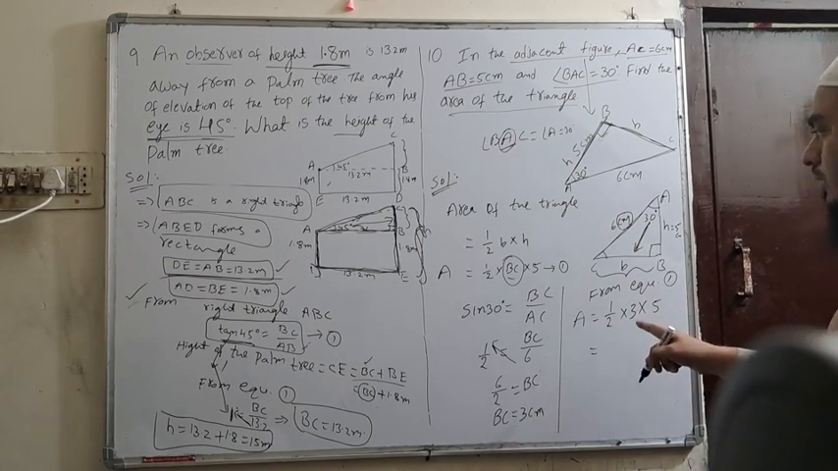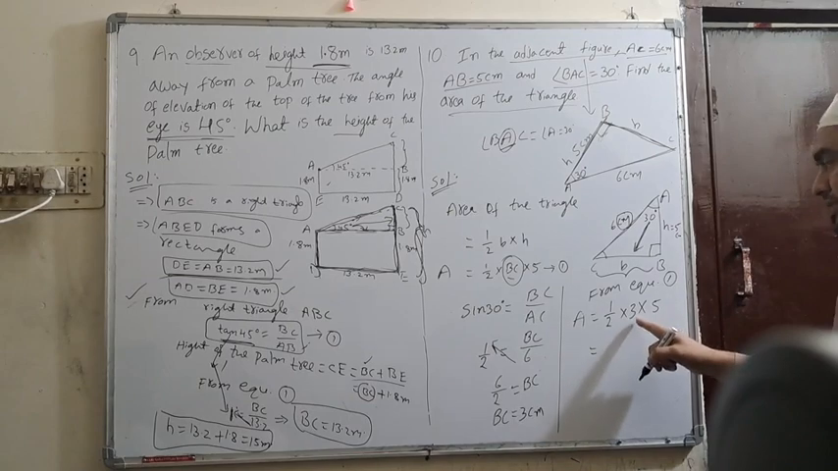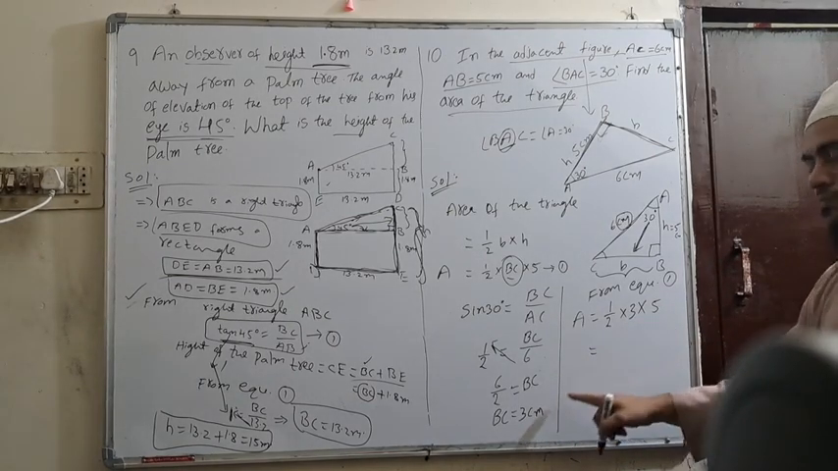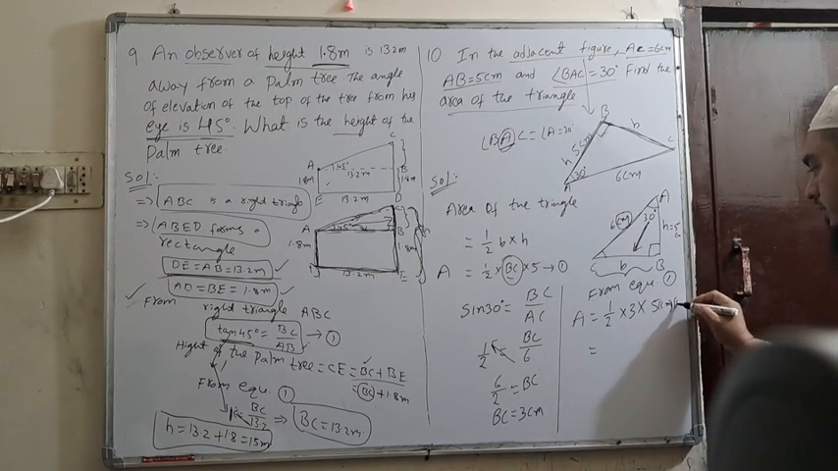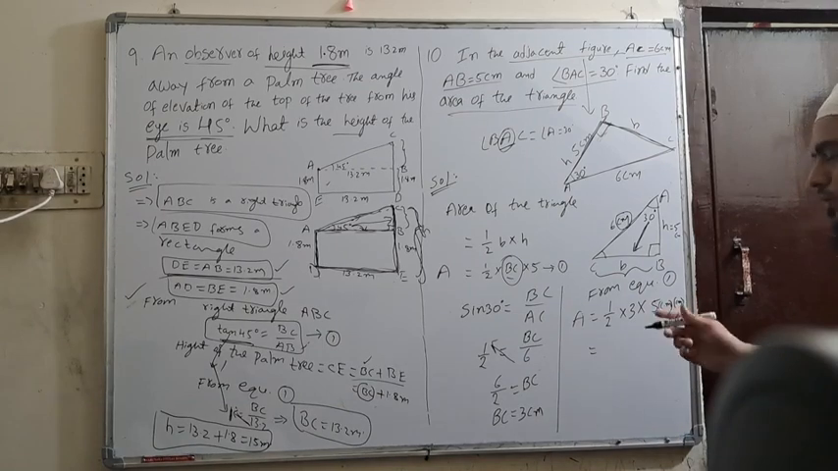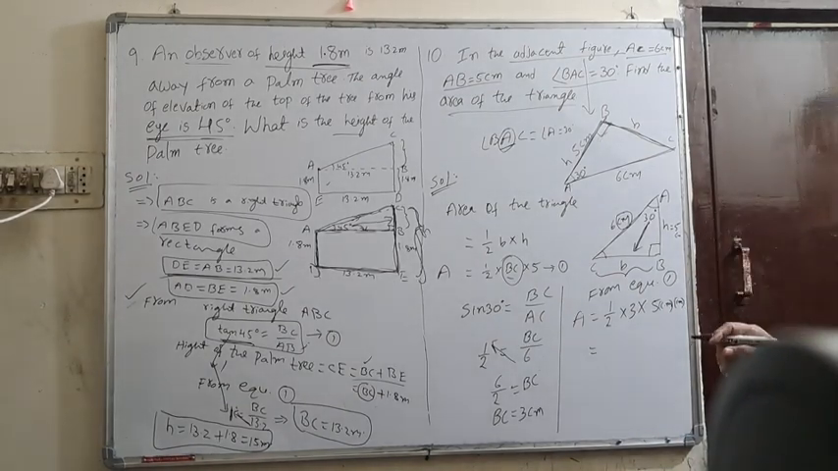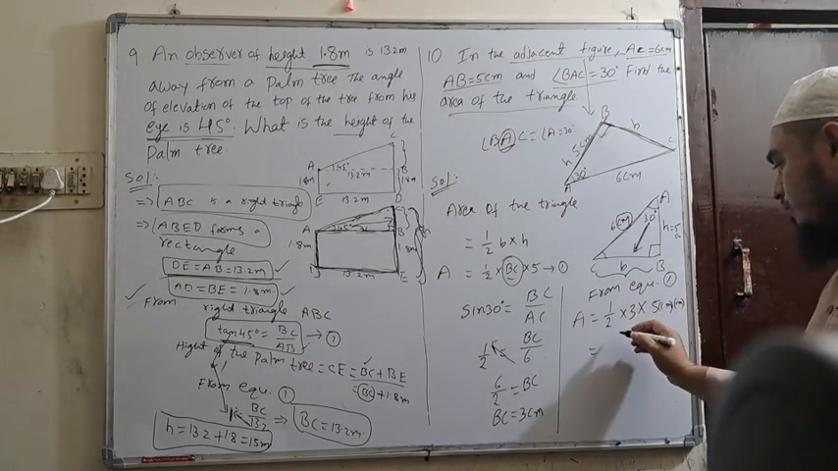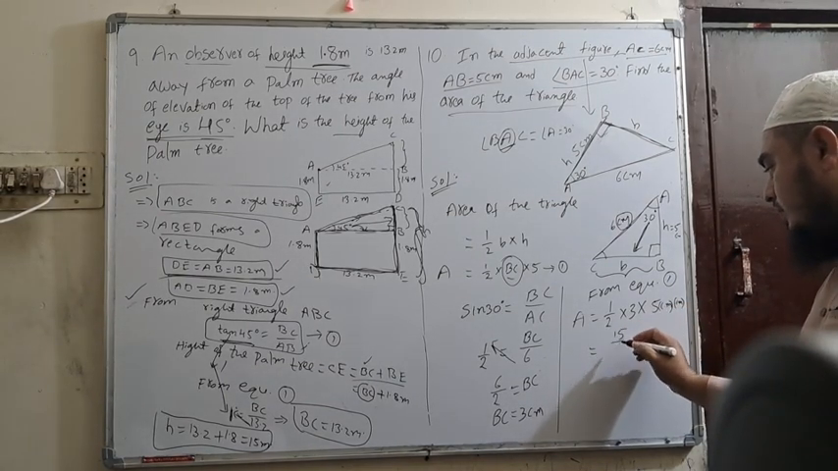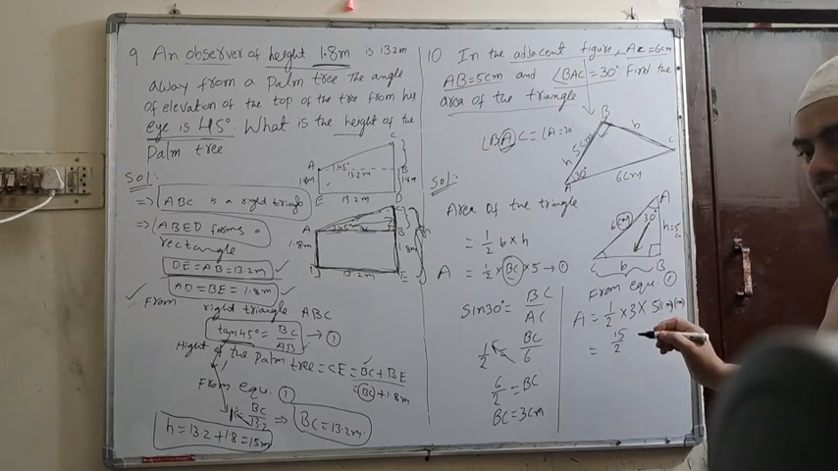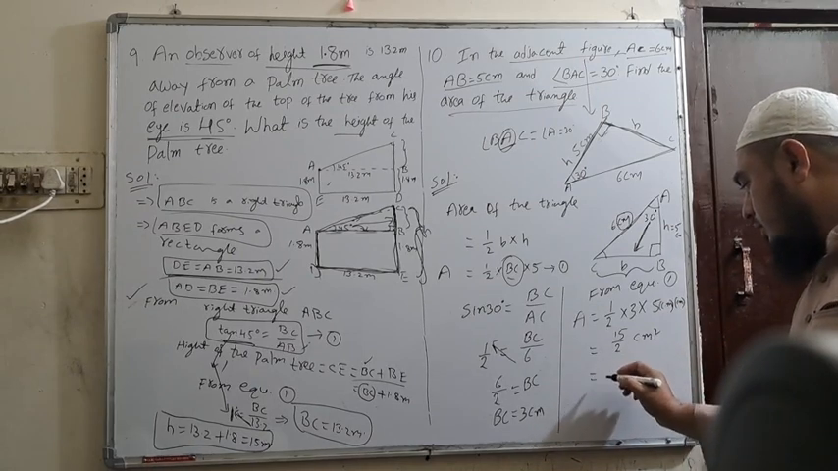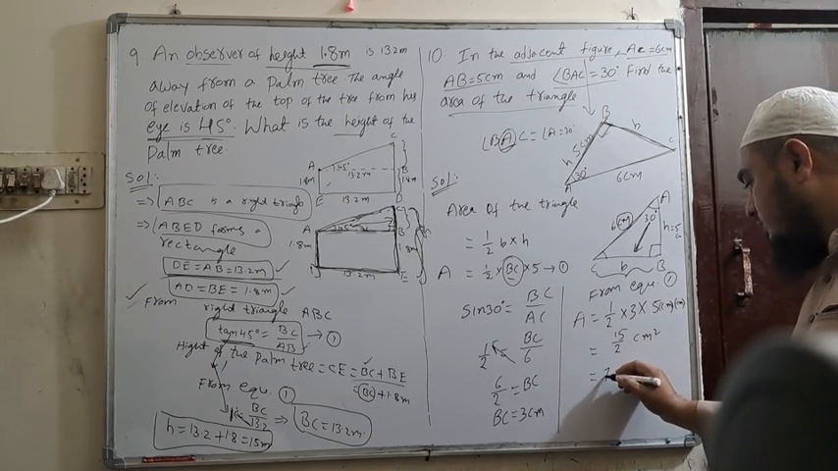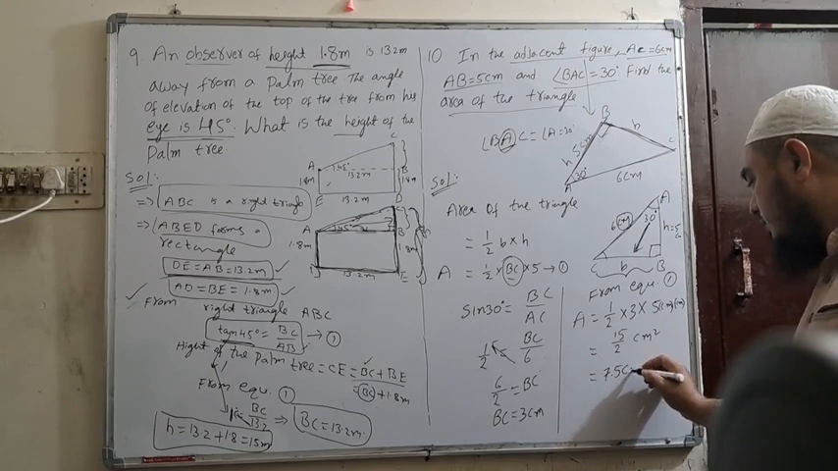One thing you have to observe here, what about the units of this? 3 is in centimeters, 5 is also in centimeters. So 2 times we got centimeters, one for 3, another for 5. You should be careful about this, which gives some marks at the end. So 3 into 5 is 15 divided by 2. And centimeter into centimeter is centimeter square. Okay. So 15 by 2 is nothing but 7.5 centimeter square.